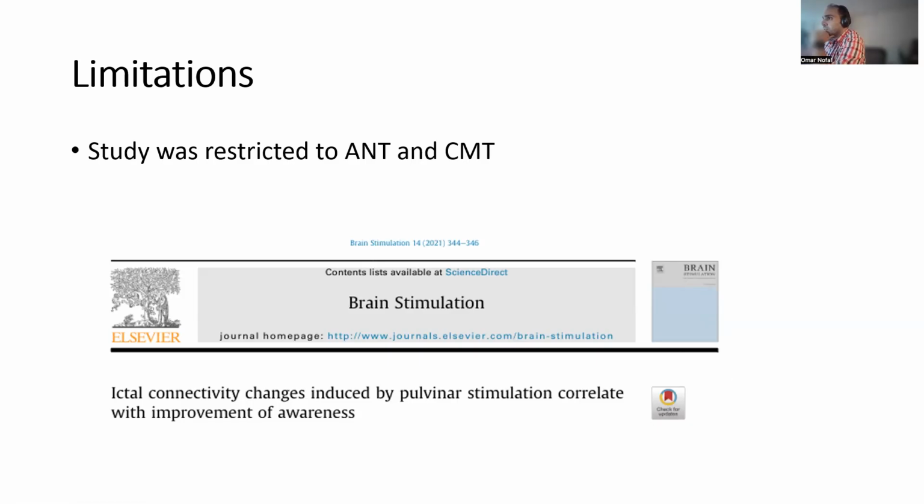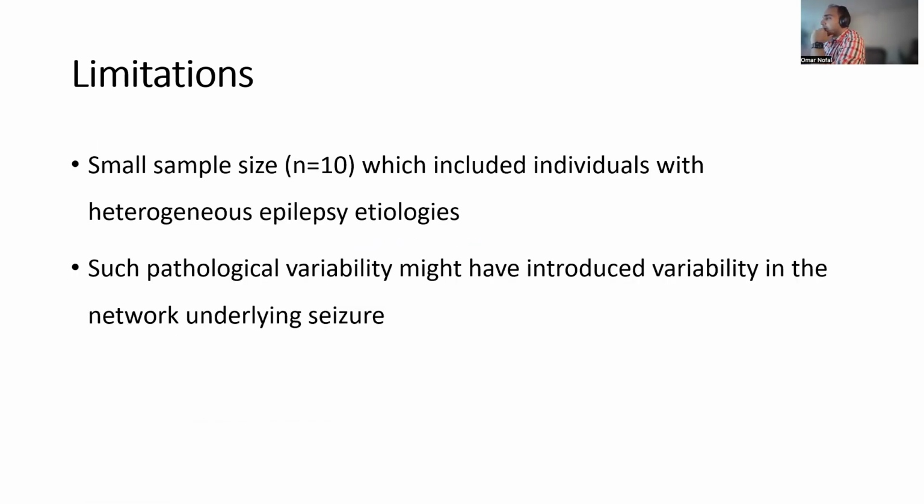And another limitation of this study was its small sample size and the heterogeneous etiology of the epilepsies, which might also have introduced variability in the networks underlying seizure onset and propagation. And thank you.